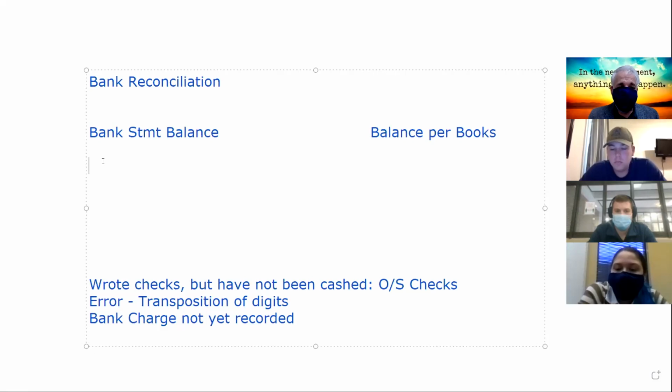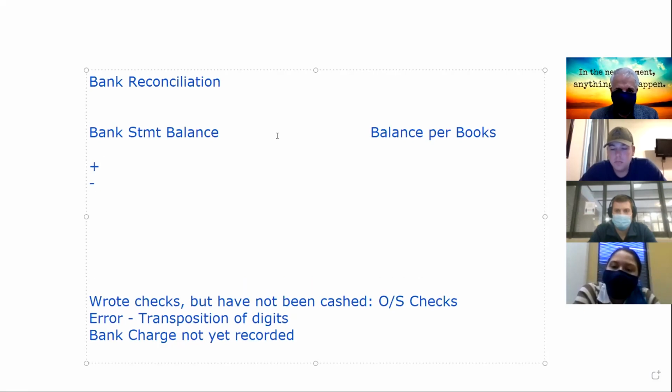So what happens on the bank statement? You're going to have to add and deduct things, the same way on your books. So what does that mean? It means you might have outstanding checks that haven't cleared. You recorded them as written, cleared, done deal. But you're going to have to deduct that because you know about it, the bank doesn't. Outstanding checks.